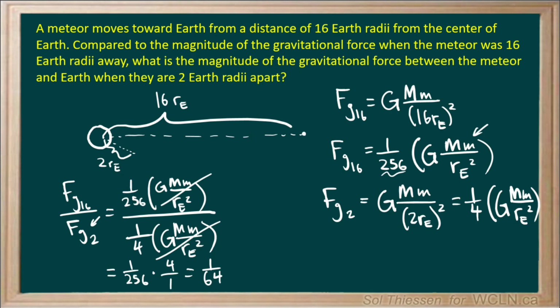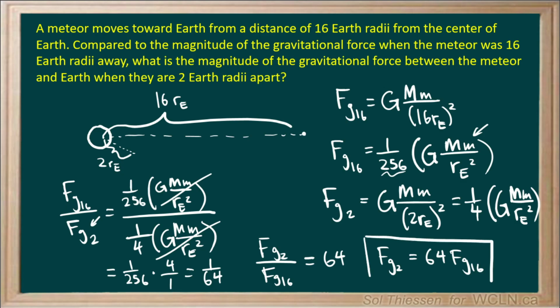If we reversed this ratio, so we had the force of gravity when they are 2 Earth radii apart divided by the force of gravity when they are 16 Earth radii apart, we would have 64, which tells us that the force of gravity when they are 2 Earth radii apart is equal to 64 times the force of gravity when they are 16 Earth radii apart. So the answer that we're looking for here is that the force of gravity in the second scenario, when they are 2 Earth radii apart, will be 64 times as great as it was when they were 16 Earth radii apart.